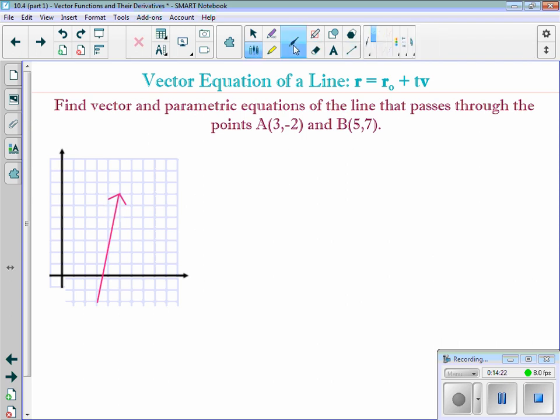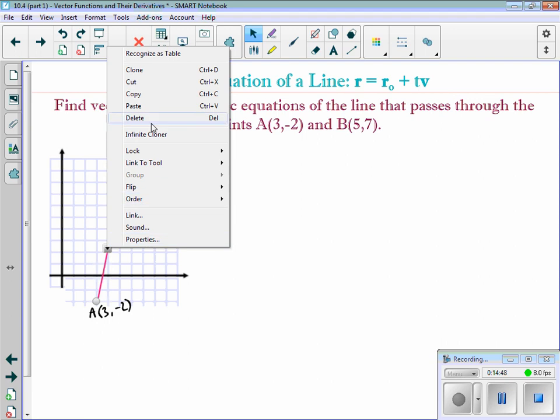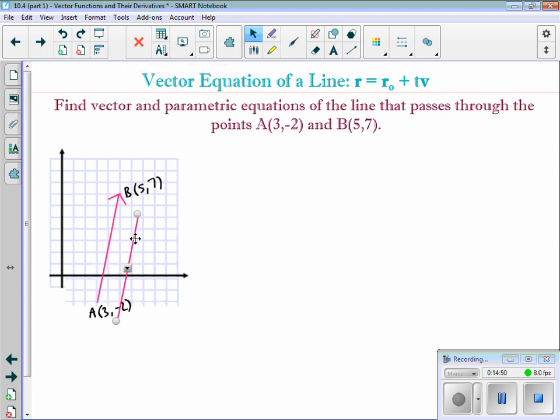So let me just put these points down here. We got 3, negative 2, and 5, 7 is up here at B. Okay, so how many vectors would you have that have the same direction and the same magnitude? How many could there be? Infinitely many, right? Because couldn't you shift this if we cloned it? You could shift that anywhere on the coordinate plane.